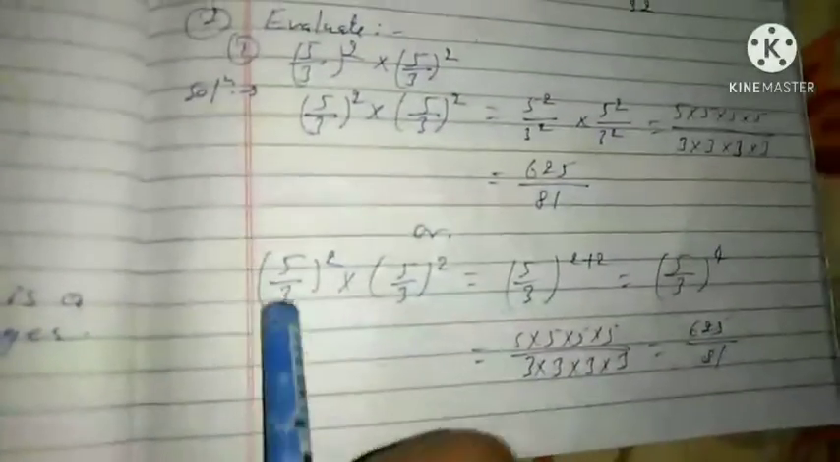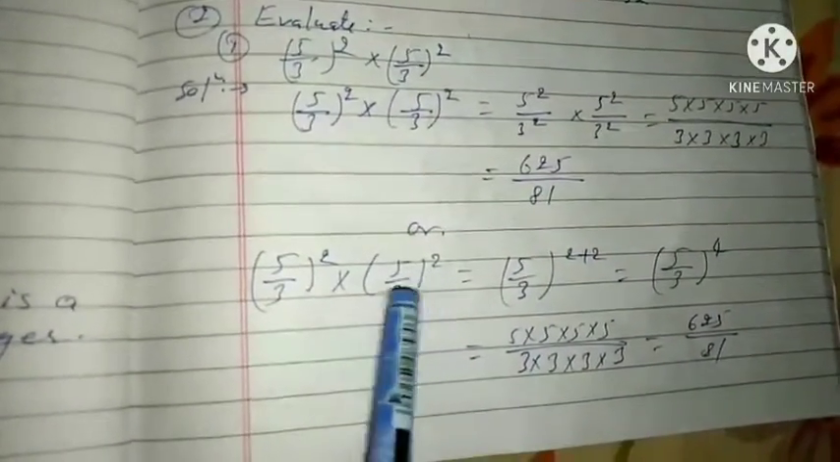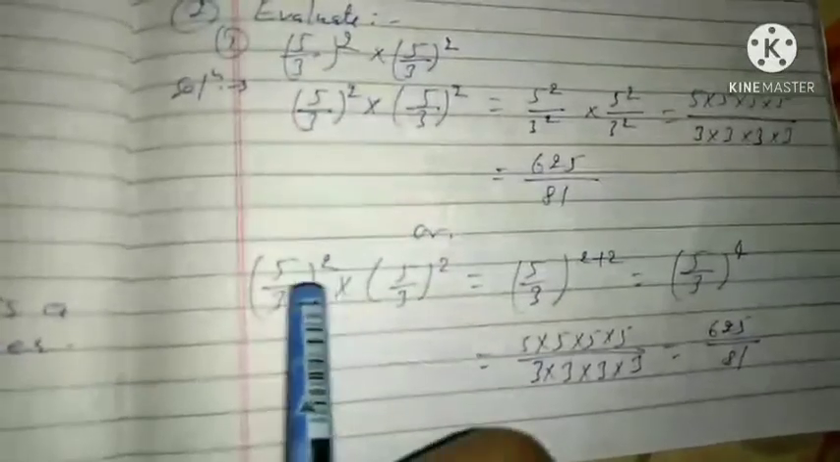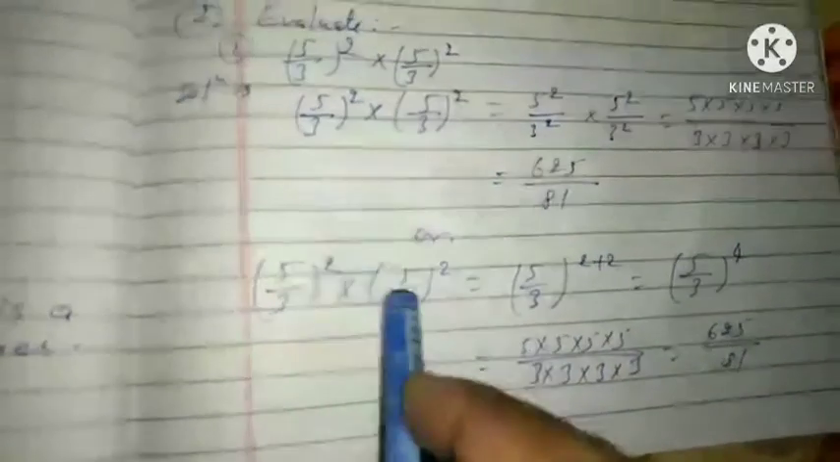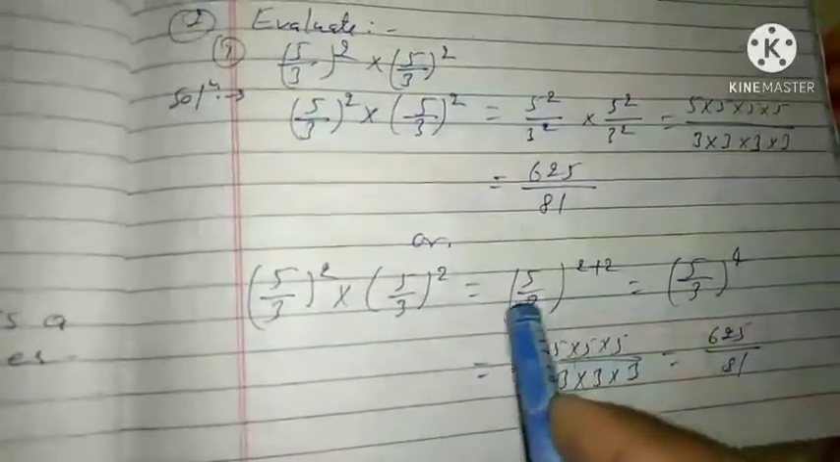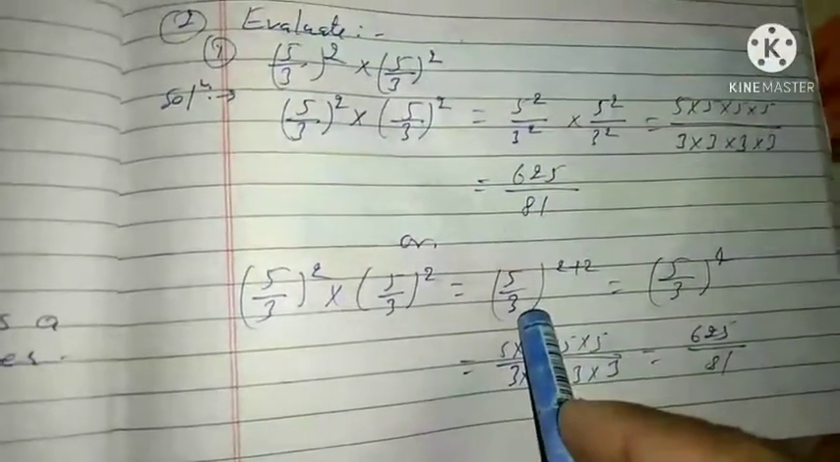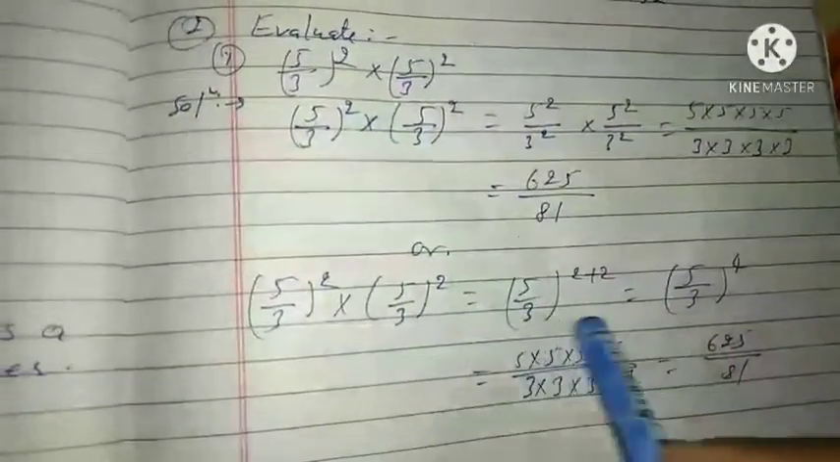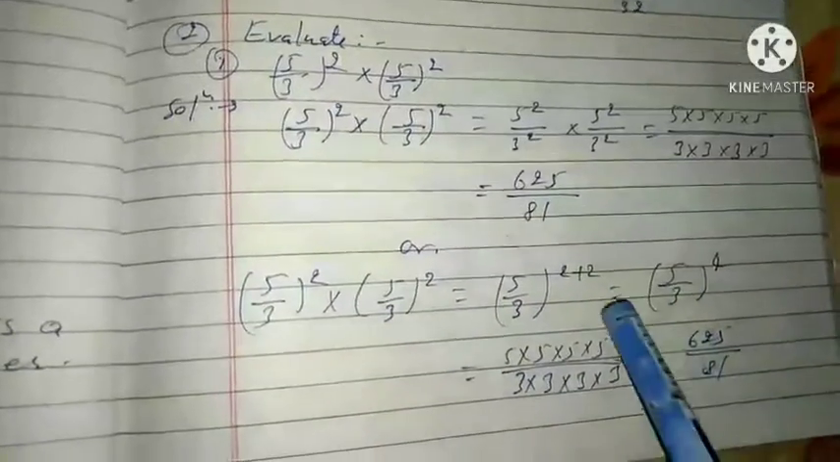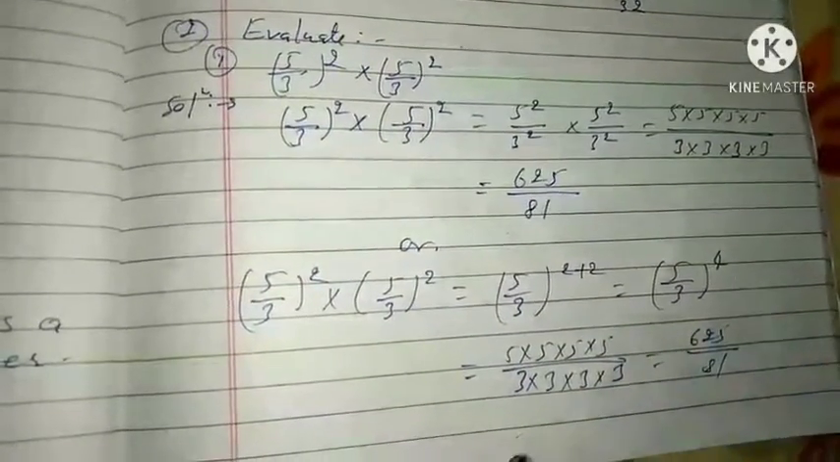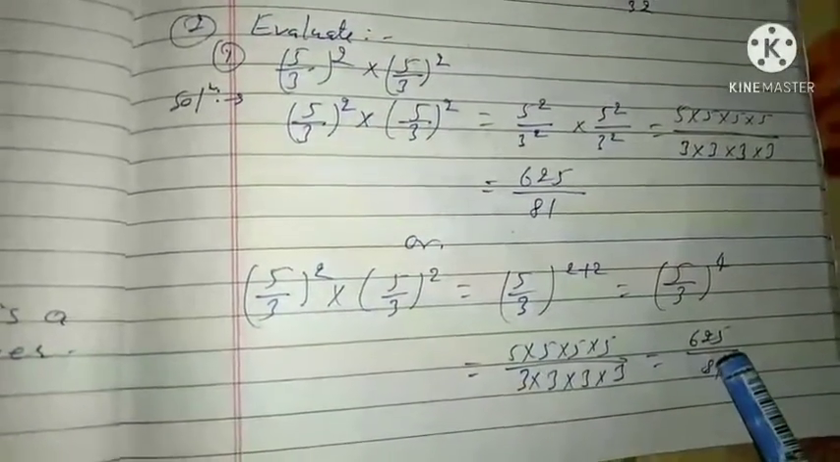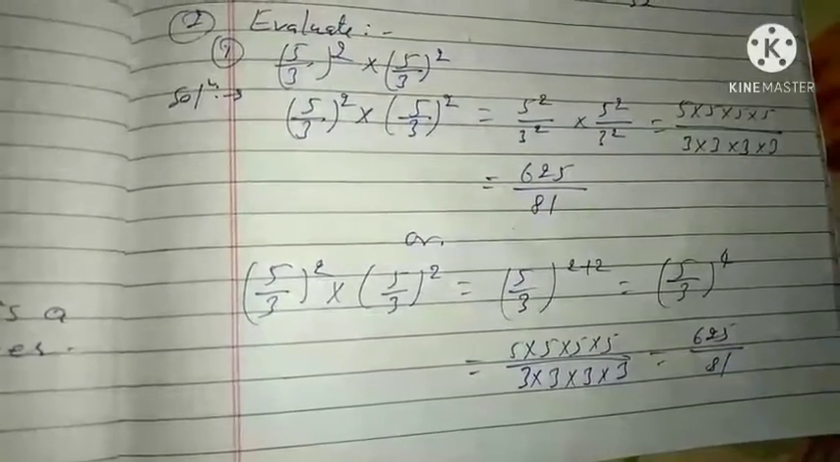And in the second method I have used the law of exponent identity, that is these two bases are same, so we have to take out the same base and add both the powers, that is 2 and 2. So the result is (5/3)^4, and that gives answer as 625/81.